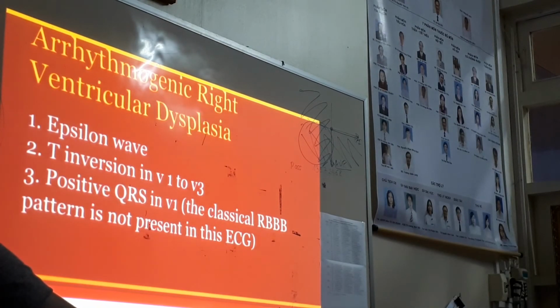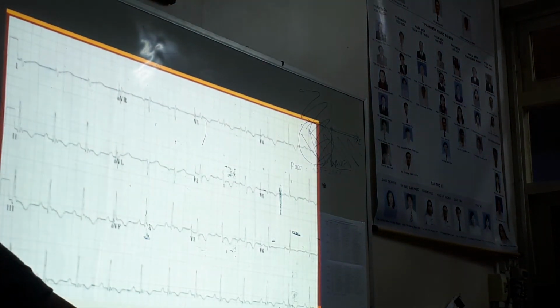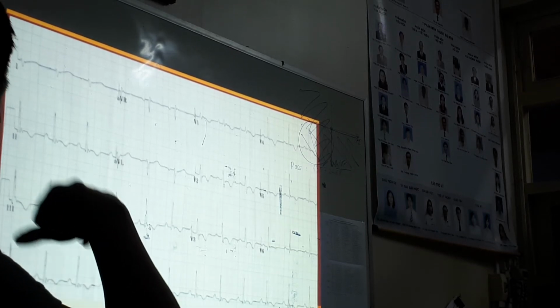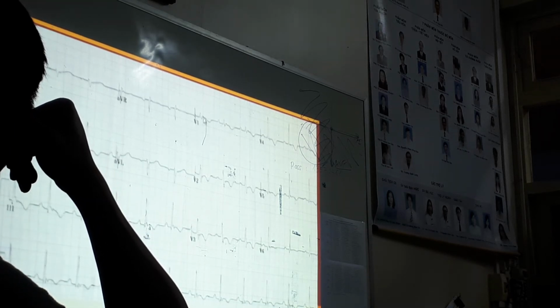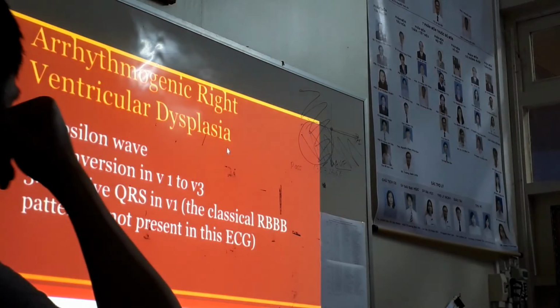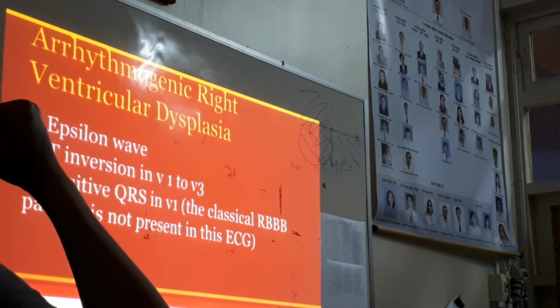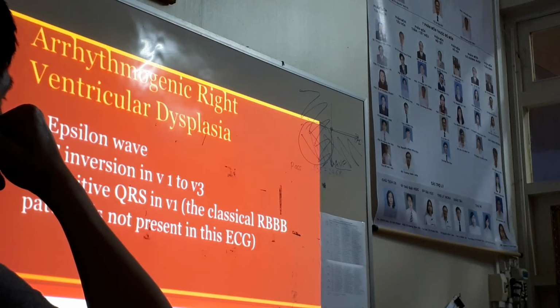So you have the epsilon wave, which is that little wave right here. You can see it here as well. You can see it in all of these leads here too. But it's supposed to be specifically V1, you should see it. Epsilon wave. T-wave inversions in V1 through V3, like Dr. Hien said.